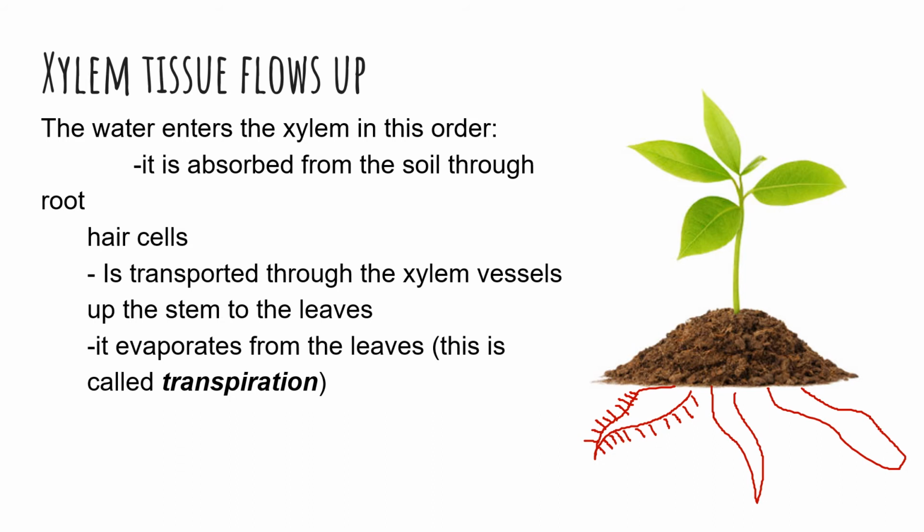Then it is transported through the xylem vessels, which come all the way up to here, right? Up the stem into the leaves. It's used for photosynthesis, and then whatever is left over, whatever is left during that waste product of photosynthesis, evaporates from the leaves during a process called transpiration.